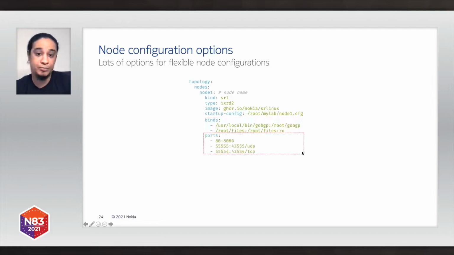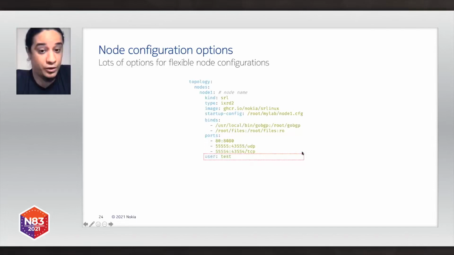You can also bind ports between the nodes and your host to expose services running in your nodes, whether it's gNMI servers, gNOI servers, HTTP servers, if you need to. And you can see that the syntax is similar, if not exactly the same as the Docker Compose file. So that allows you to copy your existing configurations directly into ContainerLab's topologies. You also have control over the user that will spawn your container process if your image needs that.